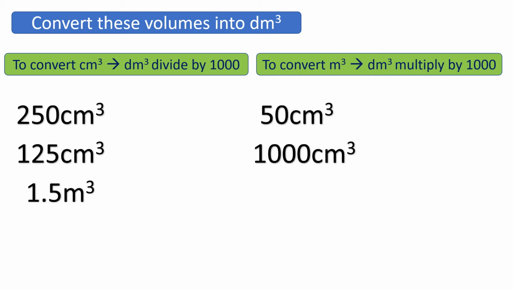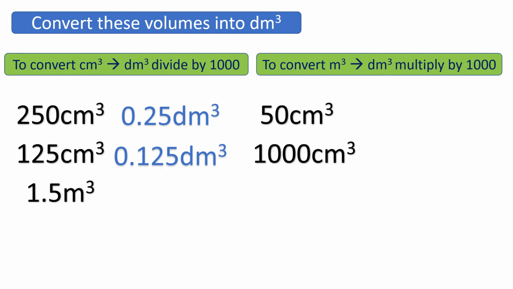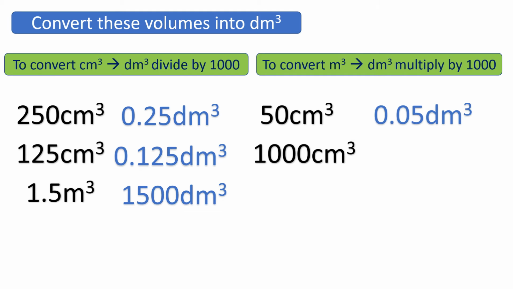So hopefully you've had a go. 250 centimeters cubed into decimeters cubed is 0.25. 125 centimeters cubed is 0.125 decimeters cubed. 1.5 meters is going to be 1500 decimeters. 50 centimeters is going to be 0.05 decimeters cubed, and 1000 centimeters cubed is going to be 1 decimeter.